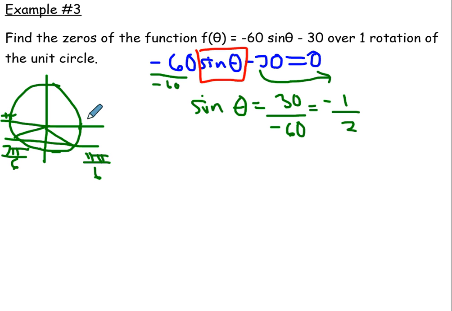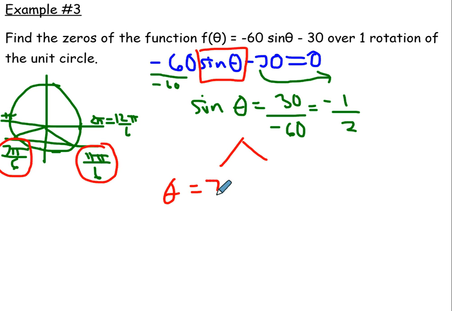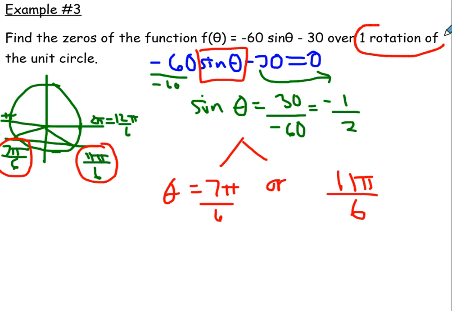And remember that a full turn is 2 pi, and 2 pi is 12 pi over 6. So we're good. So our two values are 7 pi over 6 and 11 pi over 6. So that means that theta is equal to 7 pi over 6 or 11 pi over 6. They ask you to find it over one rotation, so we are done. We don't have to do plus 1 period, minus 1 period. So that one was a little easier.